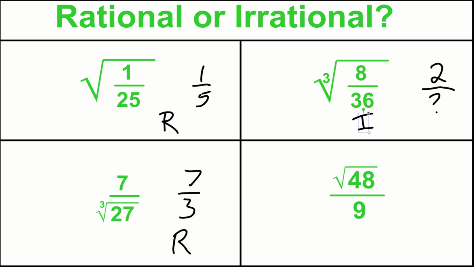All right, bottom right then. The 9 just kind of stays as the denominator. Square root of 48. No square root of 48. 6 times 6 is 36. 7 times 7 is 49. It's pretty close to 7, but that's one of those we don't know an exact number for. So whole thing becomes irrational. Everybody kind of follow on that?